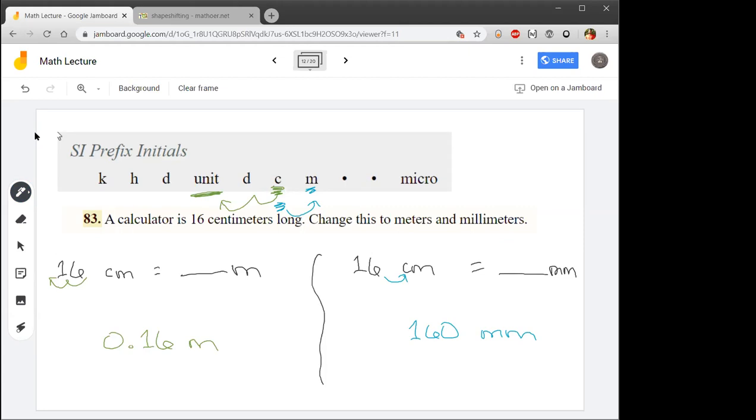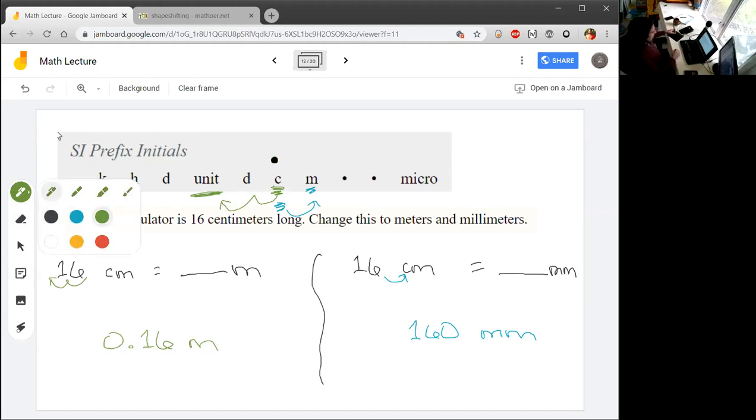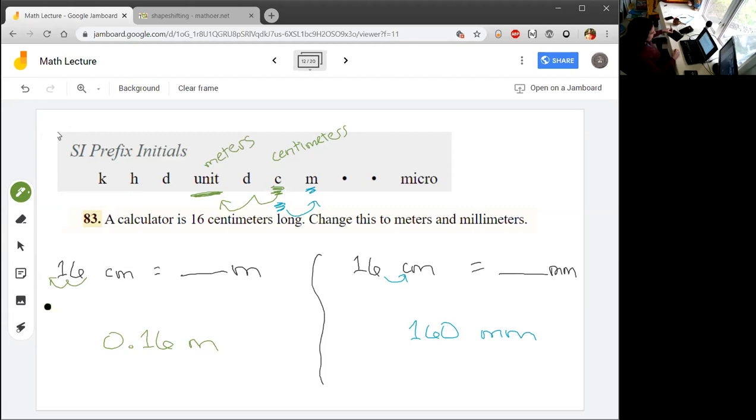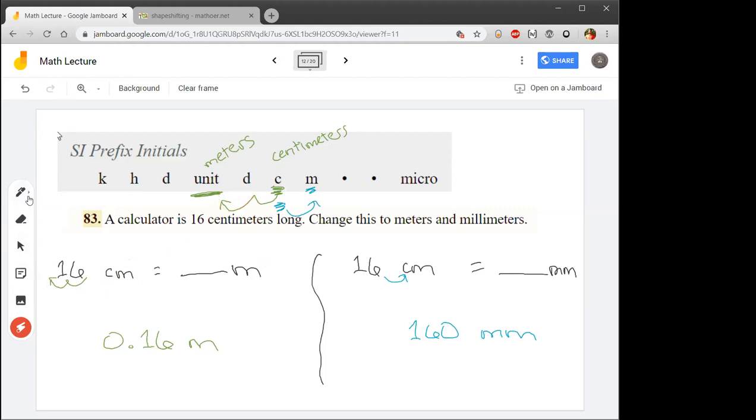Wait, so with meters, you go to the left, and with millimeters, you go to the right? Here we had centimeters. That's what the C stands for, is the centa. A plain unit was meters. So going from centimeters to meters was 2 scoots left.